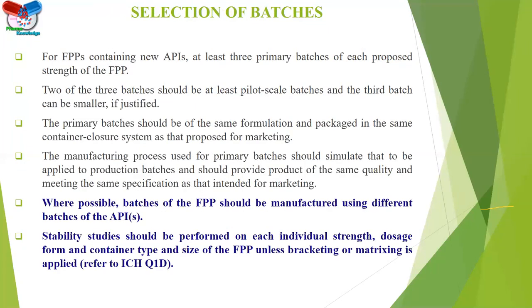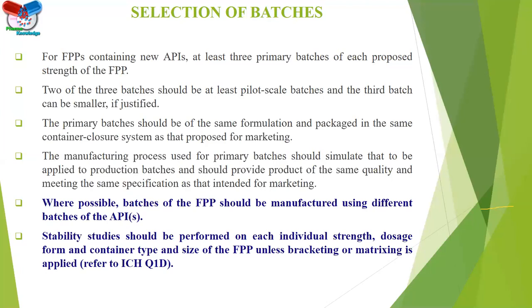Now, how can I select the batches? For the finished product, for every new API, at least 3 primary batches of each proposed strength of finished product. 2 of the 3 batches should be at least pilot scale batches at the initial time point, and the 3rd batch can be smaller if justified. It is only for the primary stability study. The primary batches should be of the same formulation and packaged in the same container closure system as the one proposed for the market.